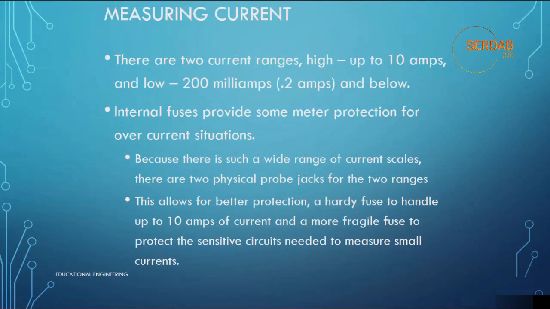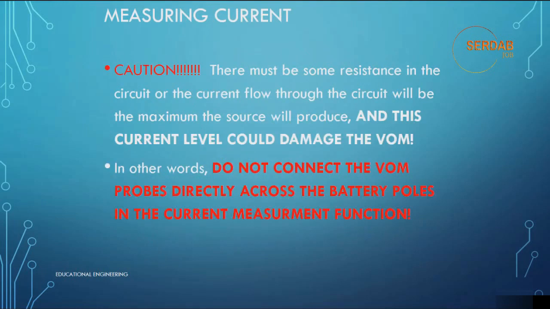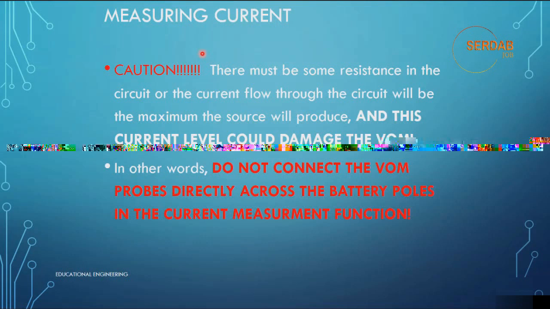Now we will see these two ranges in the meter, but we must read that caution. There must be some resistance in the circuit or the current flow through the circuit will be the maximum the source will produce, and this current level could damage the volt ohm meter. So you must make sure that there is some resistance. In other words, do not connect the volt ohm meter probes directly across the battery poles in the current measurement function. This is useless and it will damage your volt ohm meter.